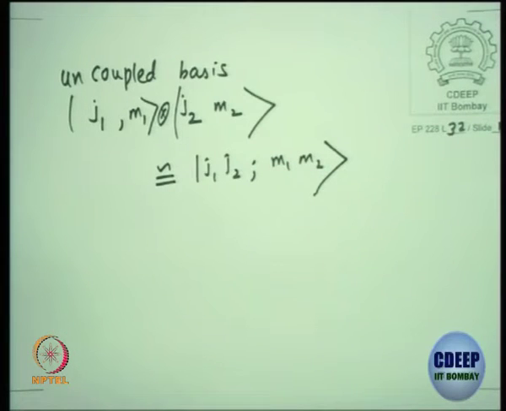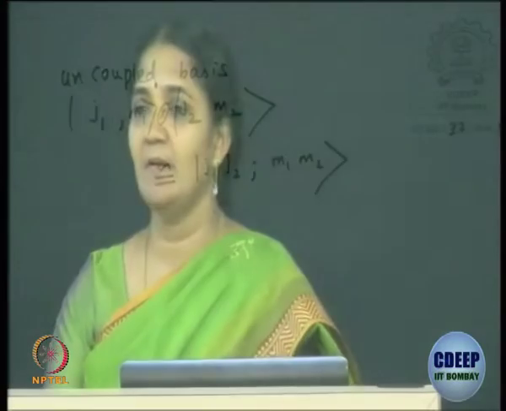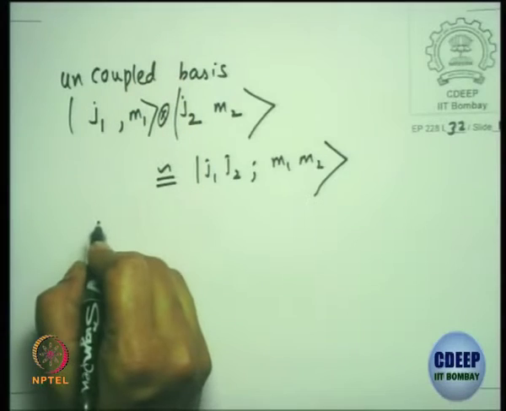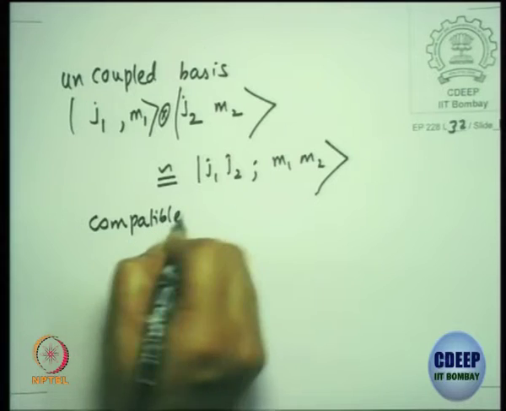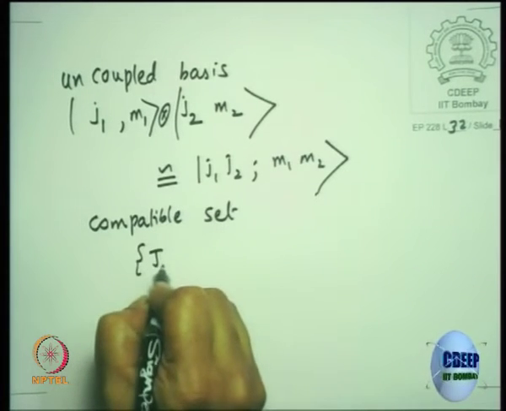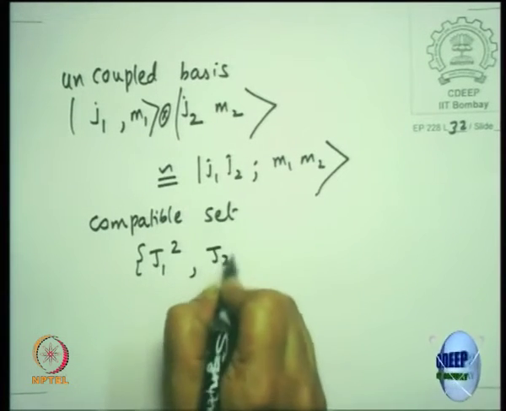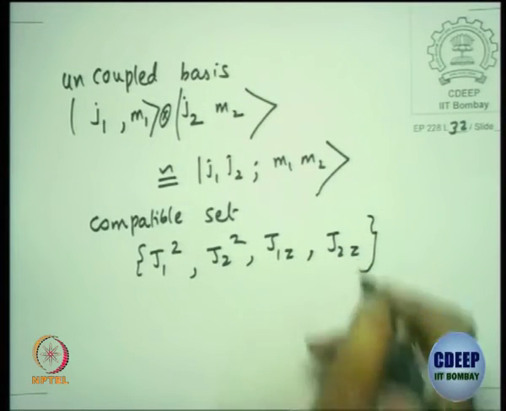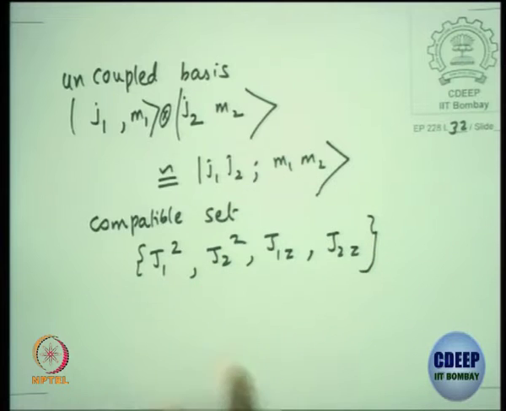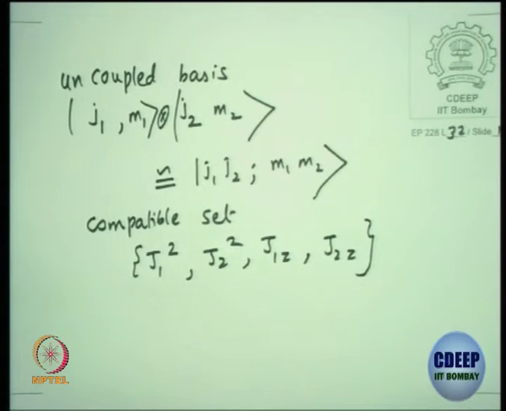Two systems with angular momentum J1 and angular momentum J2. If it belongs to a state J1, M1 and J2, M2, you can take a tensor product. What is the compatible set of operators for this uncoupled state? The compatible set is J1 squared, J2 squared, J1Z, J2Z. So this state is a simultaneous eigenstate of all the four operators.